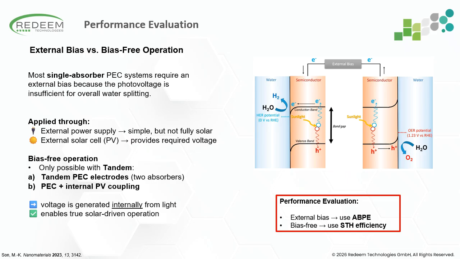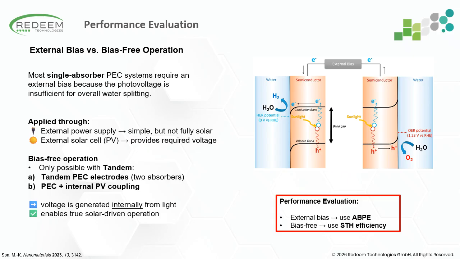So before discussing performance metrics, we first need to distinguish between two fundamentally different operating modes of PEC systems. The first is externally biased operation, which is by far the most common configuration in literature. Here the photovoltage generated by a single semiconductor is usually insufficient to drive the overall water splitting on its own. Therefore, an additional voltage is supplied either by an external power supply or by coupling the PEC electrode to a separate photovoltaic cell. This allows us to study the photoelectrode under well-controlled conditions, but the system is no longer driven solely by sunlight.